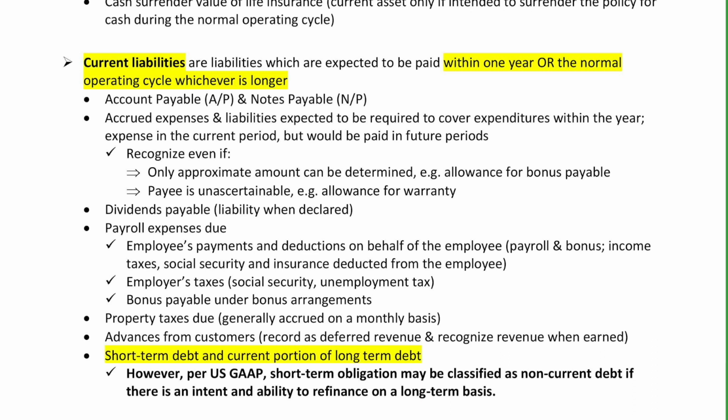On the next line, put a box around US GAAP. So under US GAAP, short-term obligation may be classified as non-current debt if there is an, highlight, intent and ability to refinance.